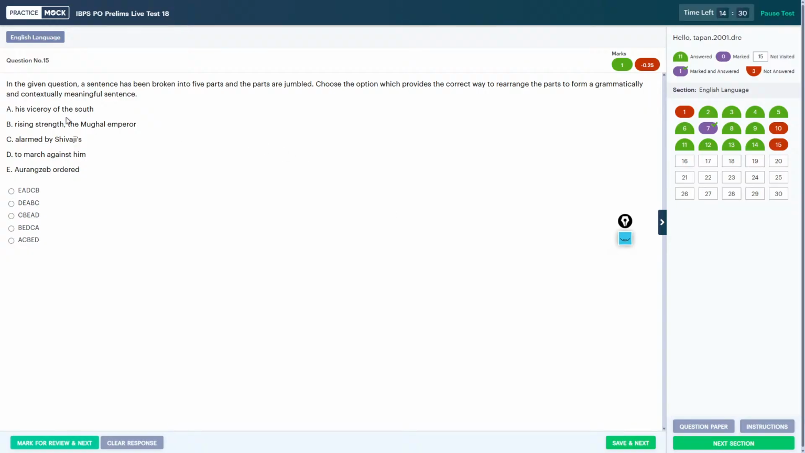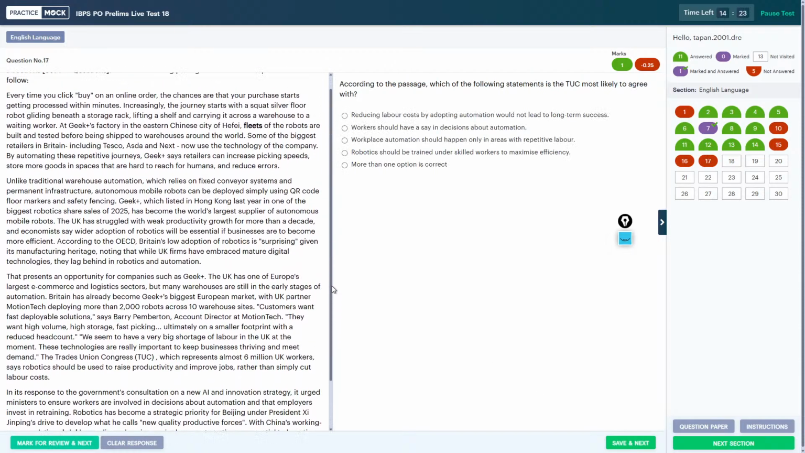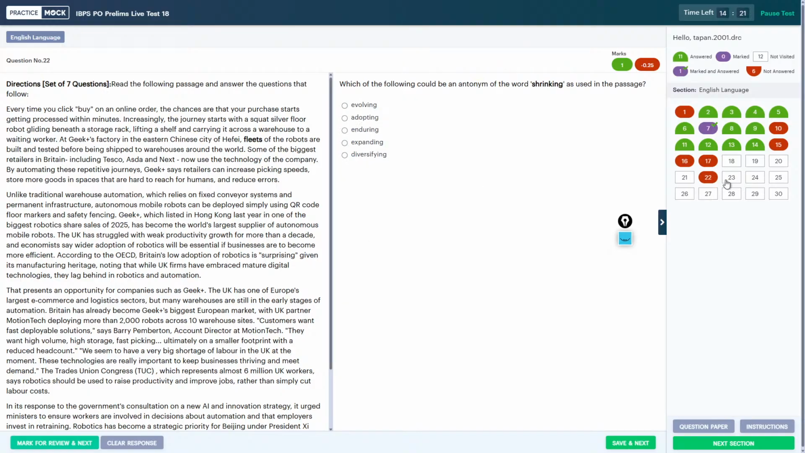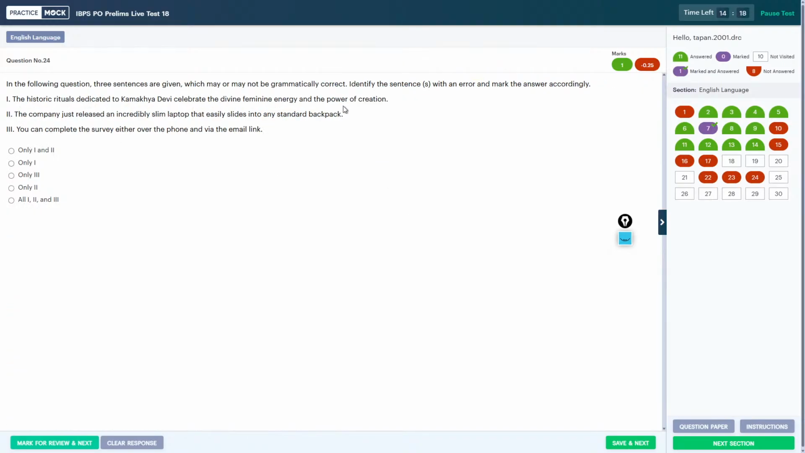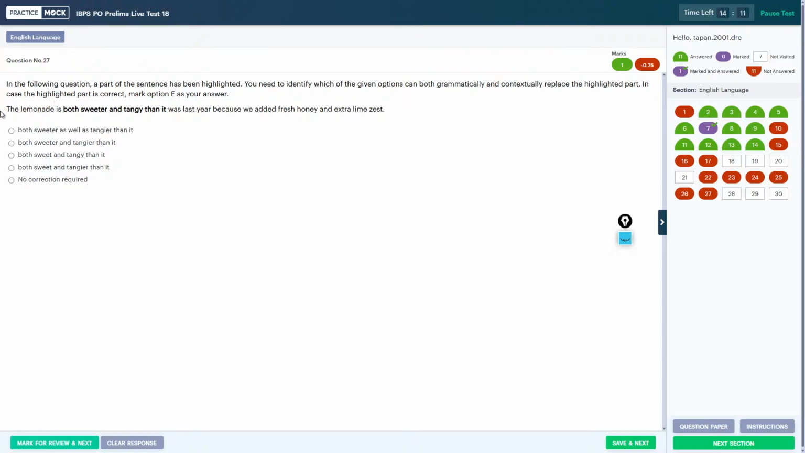Viceroy of South. Script. Script. Okay. Interesting RC. Bit lengthy as a paper. The lemonade is both sweet and tangy. It is both sweeter and tangier than it was.